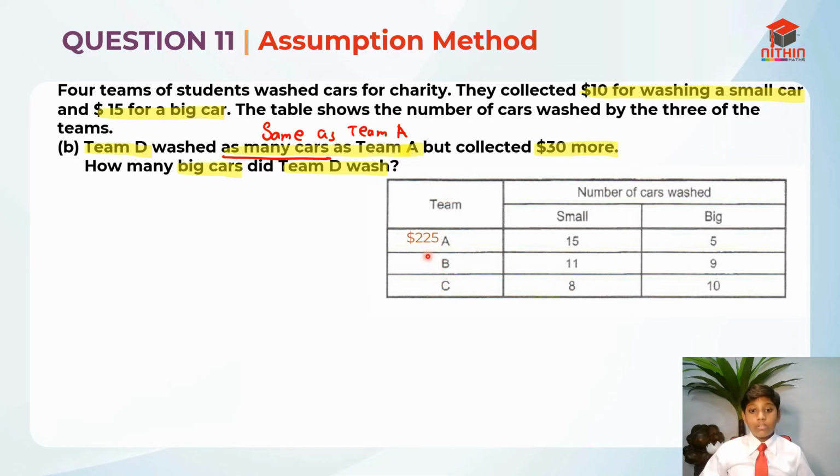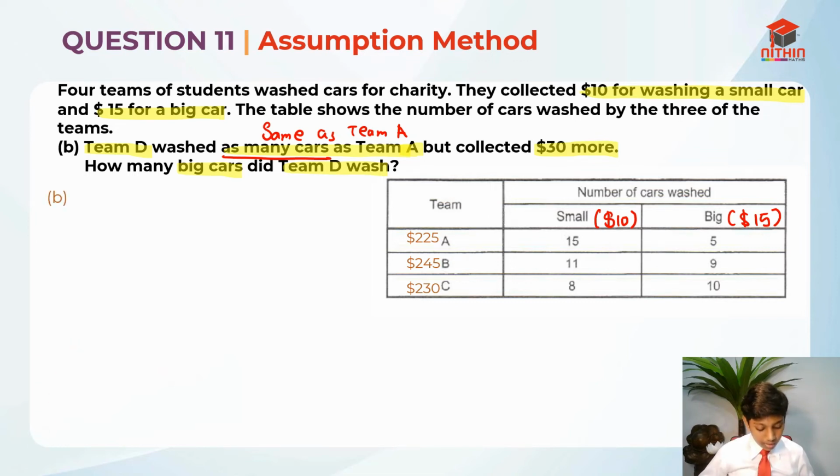So let us recall the amounts of money collected by teams A, B, and C. Team A collected $225, team B collected $245, and team C collected $230. Let me write it down again: washing each small car is $10, and washing each big car is $15. Now that we have written that, let's move on to the assumption method.